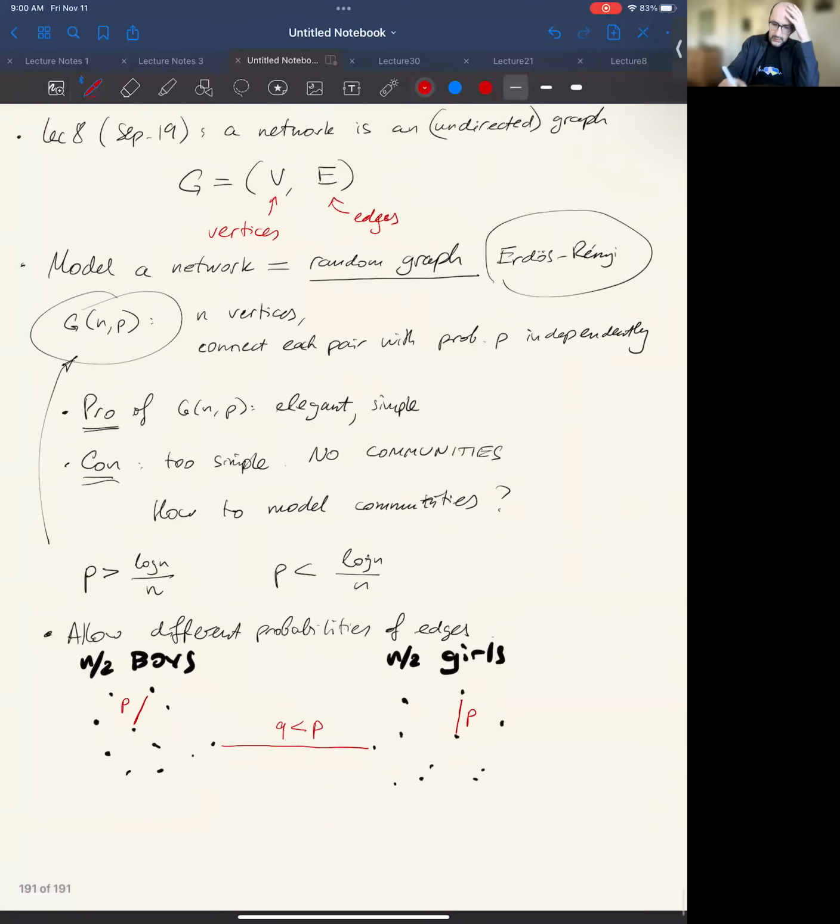And this model is called the stochastic block model. If you Google it up, you'll see like hundreds of thousands, maybe, of papers on this, which we denote G(n,P,Q). So we just allowed two probabilities, and here we go. That's a stochastic block model.